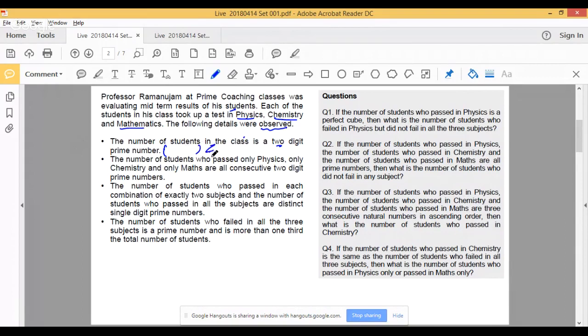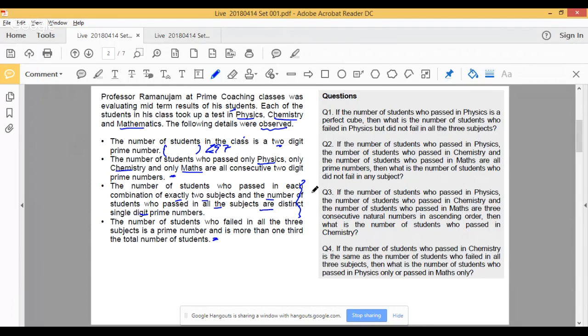So you're looking at a number which is less than or equal to 97. The number of students who passed only physics, only chemistry, only maths were all consecutive two-digit prime numbers. We'll come to this later. The number of students who passed in each combination of exactly two subjects and the number of students who passed in all the subjects are distinct single-digit prime numbers. Okay, so this is also a prime set. And the number of students who failed in all three subjects is a prime number and is more than one third of the total number of students.